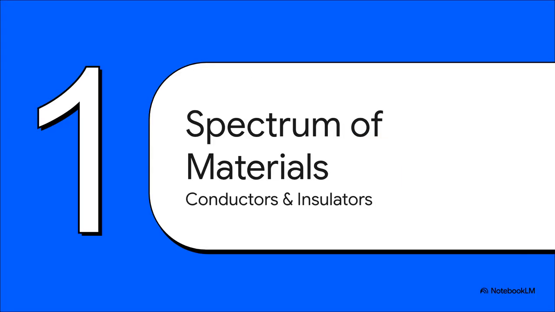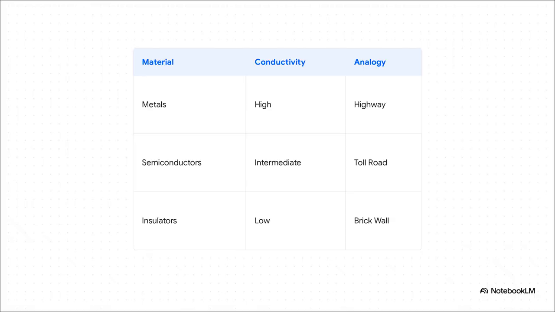Okay, first things first. To really get what a semiconductor is, we need to know where it fits in the grand scheme of things. Just imagine that every material in the universe exists somewhere on a spectrum, and that spectrum is all about one simple thing: how well it lets electricity flow. So on one end of the spectrum, you've got metals, like copper. Think of them as a massive multi-lane superhighway where electrons can just zoom along freely.